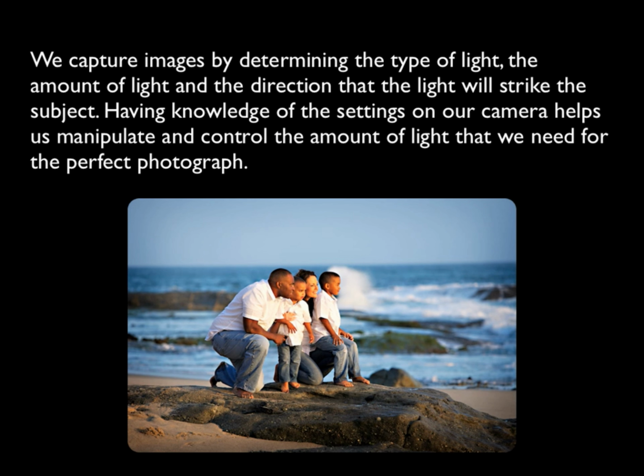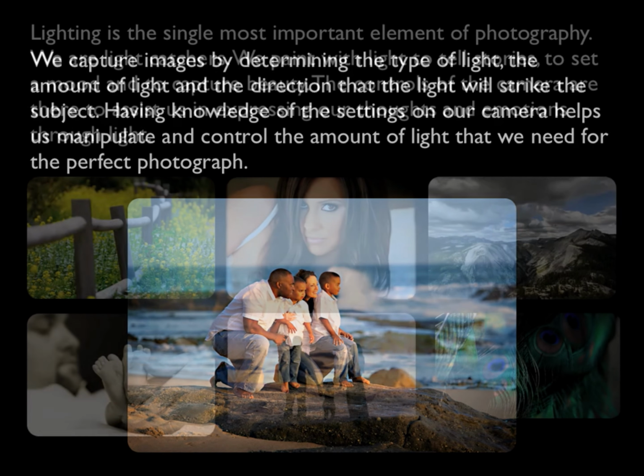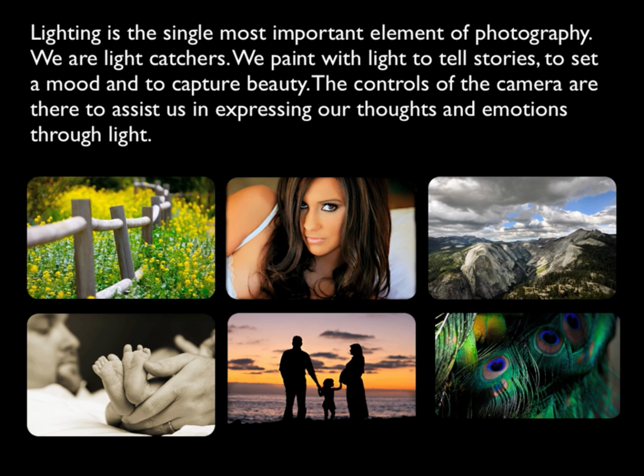We capture images by determining the type of light, the amount of light, and the direction that the light will strike the subject. Having knowledge of the settings on our camera helps us manipulate and control the amount of light that we need for the perfect photograph. Lighting is the single most important element of photography. We are light catchers. We paint with light to tell stories, to set a mood, and to capture beauty. The controls on the camera are there to assist us in expressing our thoughts and emotions through light.